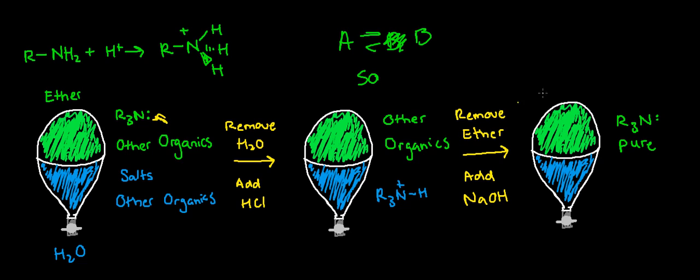So there you have it. At the end, you've got the amine by itself. And again, first get rid of all the polar crap, add more water, add acid. This goes to the water phase. Get rid of the less polar crap, add ether, add NaOH, removes the proton, got the amine. Easy as pie.